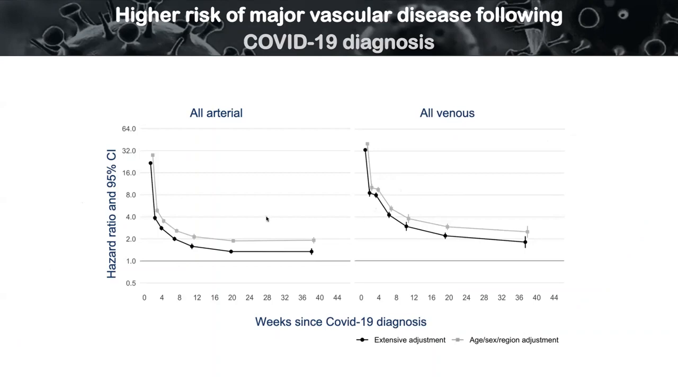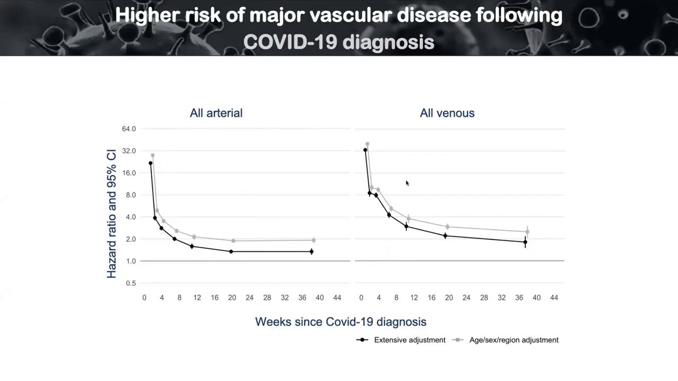Here you see a higher relative risk of vascular events following COVID-19 diagnosis. For arterial events, it's about 4 times higher in the first 1 to 2 weeks after a COVID-19 diagnosis, which quickly drops to 2 around week 4, and then stays there until the end of the follow-up. You see that maximal adjustment, which is the darker line, attenuates the HRs, but it does not kill off this long-term higher risk at all. For venous events on the right, you see a similar pattern with a higher long-term risk as well.